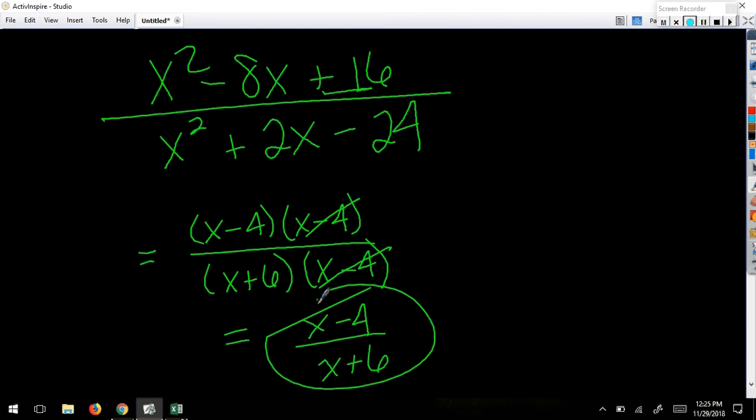What? You sure? Don't say that. I'm just kidding. One more. Una más. Yeah, I thought there was an x plus 4. No. It's got to add to positive 2, but multiply to negative 24. Positive 6 and negative 4.